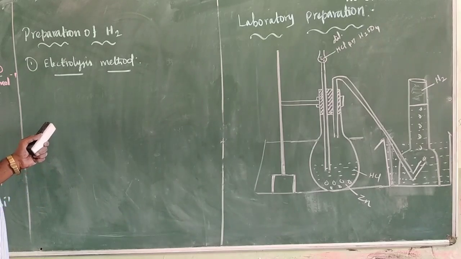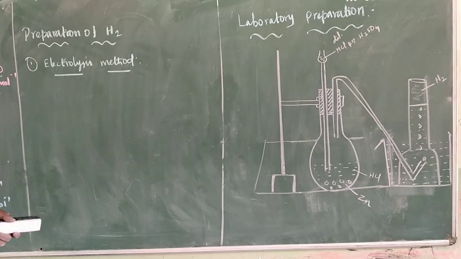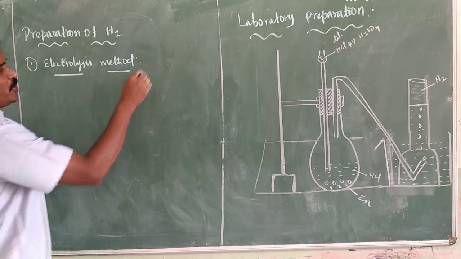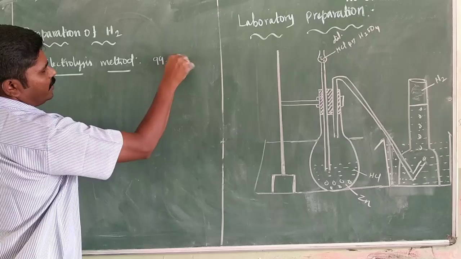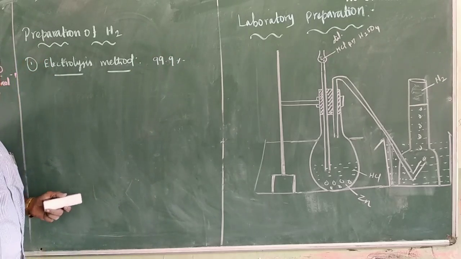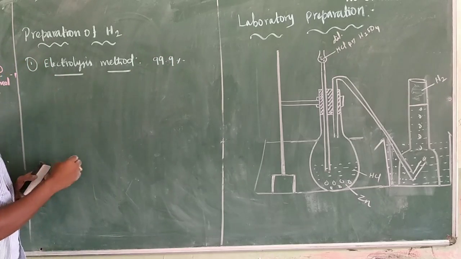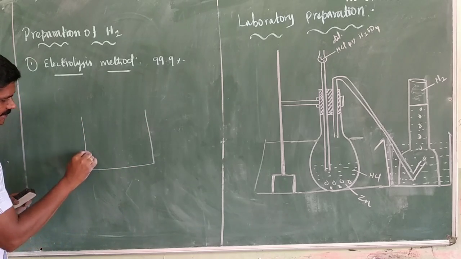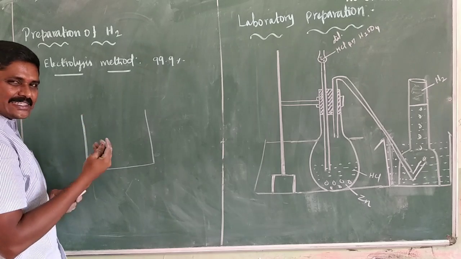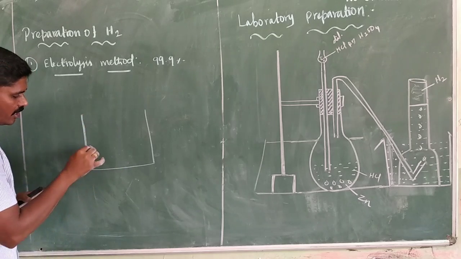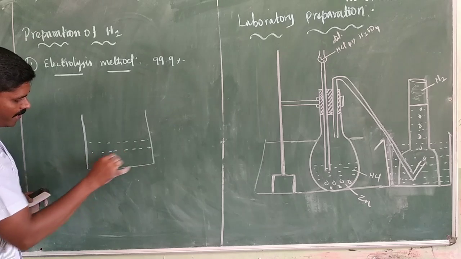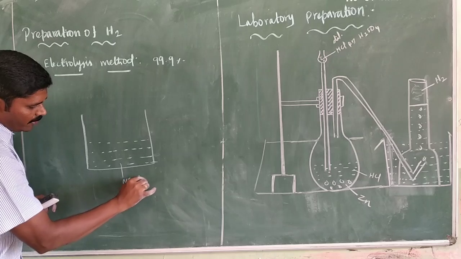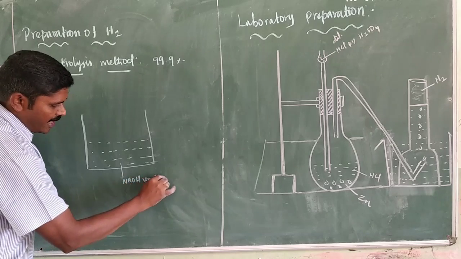Okay, students. The preparation of hydrogen. The first method is the electrolysis method. High purity hydrogen, 99.9%, is obtained by the electrolysis method. The electrolysis uses water with traces of alkali or acid, such as sodium hydroxide or potassium hydroxide. The electrolyte is sodium hydroxide or potassium hydroxide.